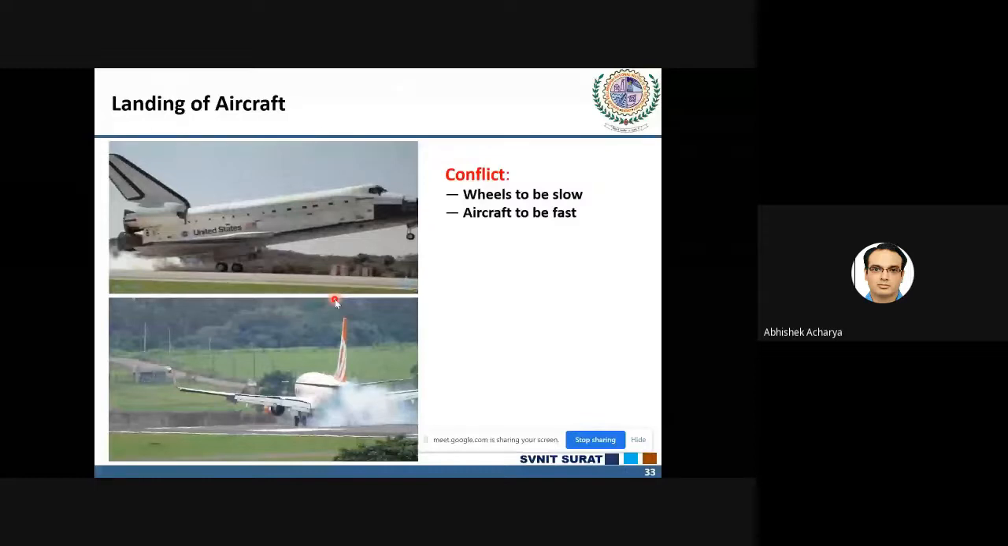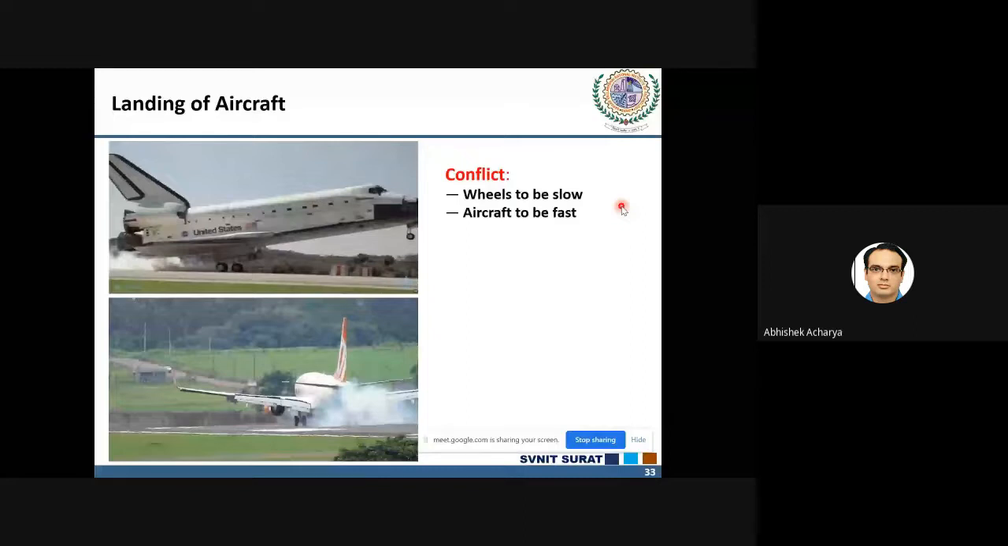However, some solutions have already come into the picture. They have improved the quality of tires and the quality of materials, but let us try to analyze in our own way. Here I guess the conflict is clear to you: whenever it lands, speed must be very high, and at the same time the tire wear will be very high. So I want the wheels to be slow and, at the same time, the aircraft to be very fast, in order to get a safe landing of the aircraft.